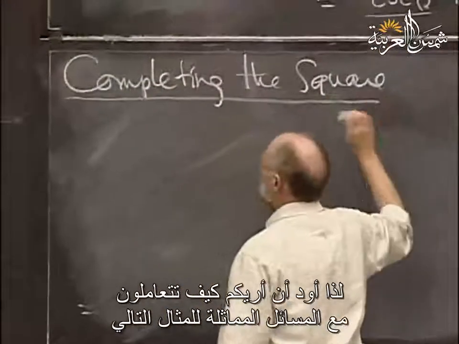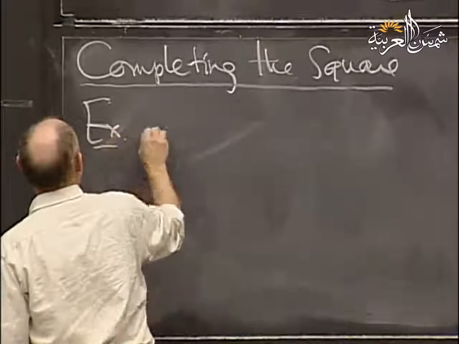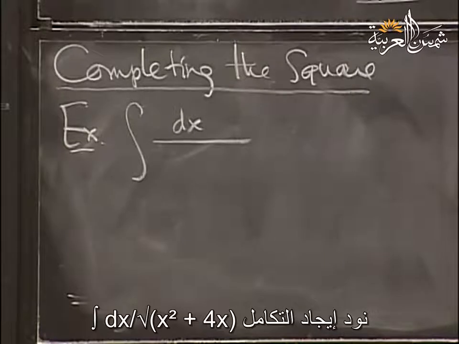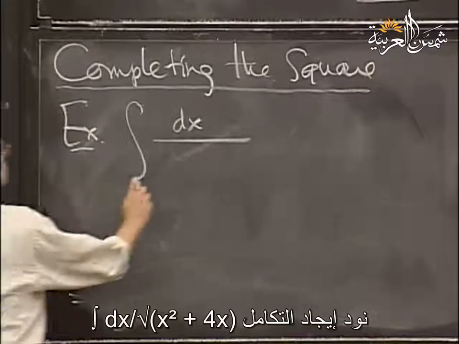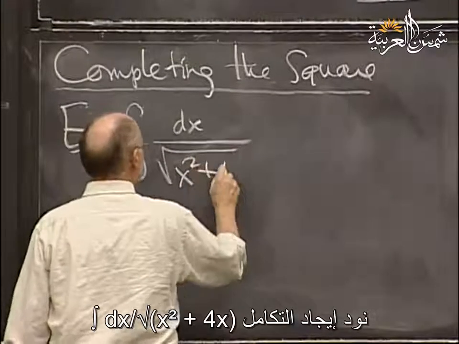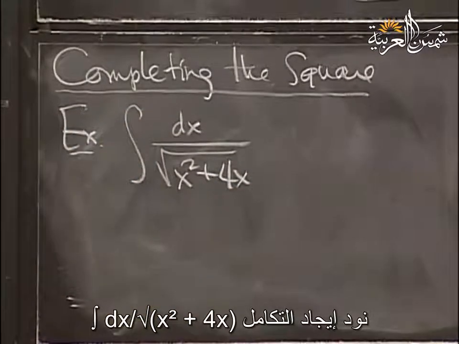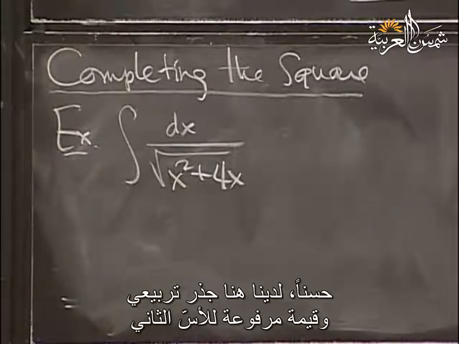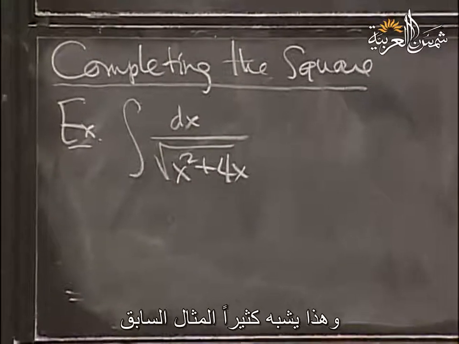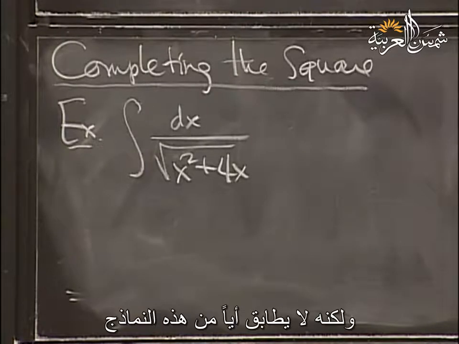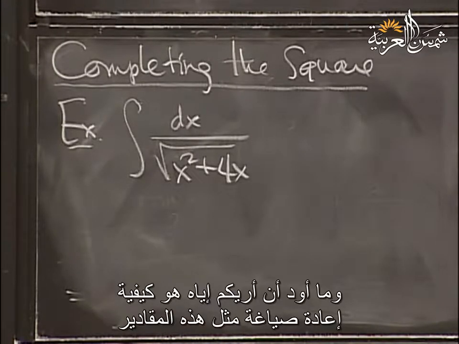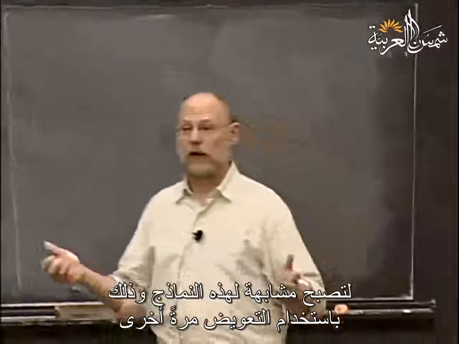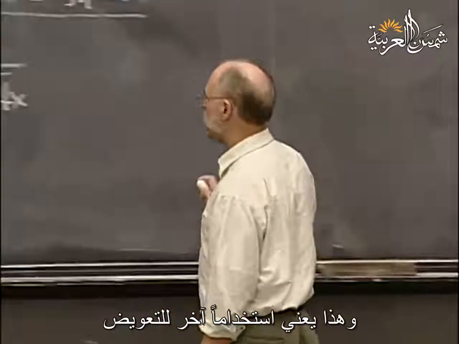And so I want to show you how to deal with things like the following example. Let's try to integrate dx over x squared plus 4x, the square root of x squared plus 4x. So there's a square root of some quadratic. It's very much like this business, but it isn't of any of these forms. And so what I want to do is show you how to rewrite it in one of those forms using substitution. Again, all this is about substitution.